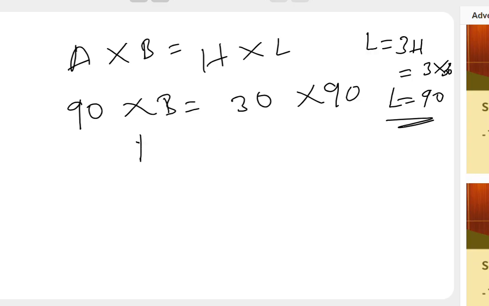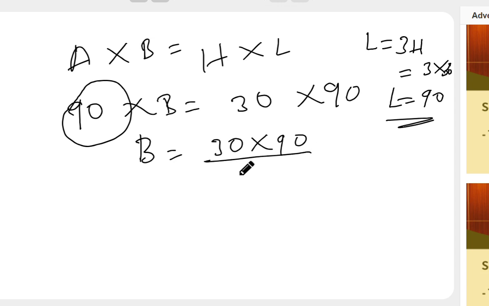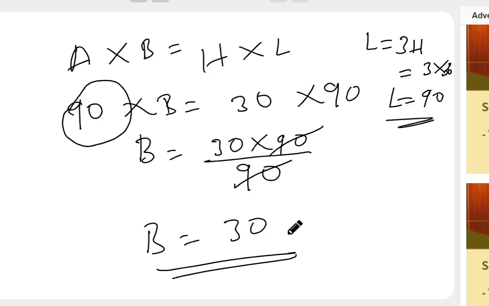So we are finding out the other number B. 30 into 90, you write it as it is, right hand side. And from left hand side, this 90 you cross multiply, it comes to the denominator. Okay. So here 90, 90 get cancelled. The remaining number is 30. So the other number you got here is 30.